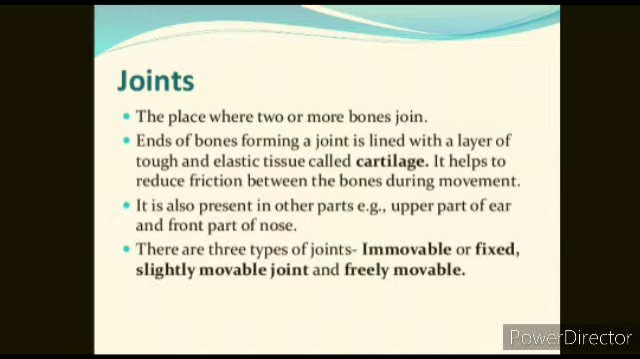The structures that hold the bones together at the joints are called ligaments. Ligaments only join the two bones together at joints. We have three main types of joints. The first one is the immovable or fixed joint, the second one is the slightly movable joint, and the last one is the freely movable joint.